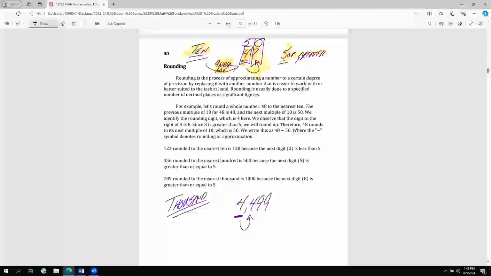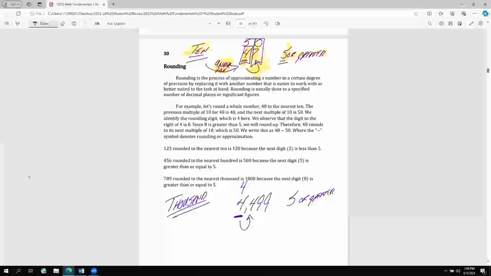Now I ask myself the same rule as before. Is this number 5 or greater? Now, in this situation, the number is not 4 or larger. I'm sorry, 5 or larger. It's actually 4. It's below 5. So is this number 5 or greater? The answer is no. So what's going to happen in this situation is the 4 is going to remain a 4. It is not going to be rounded up to a 5.